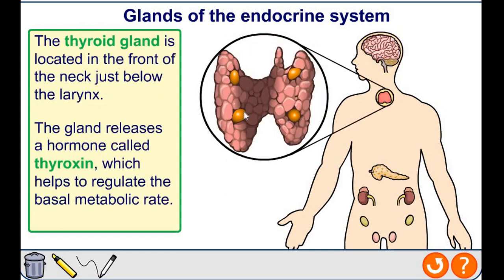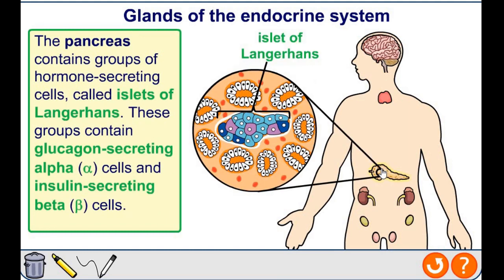You've also got the thyroid gland, which makes thyroxine, which is going to be helping regulate basal metabolic rate, so the rate at which we do reactions. The pancreas, you'll have known of before.